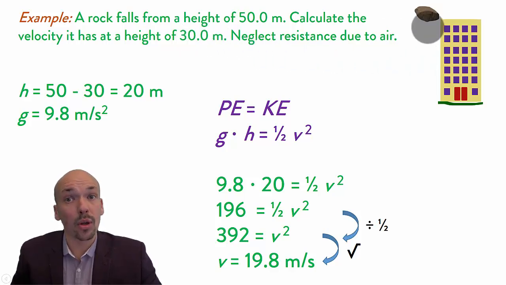And then of course the rock will continue to fall. The velocity will continue to go up and the potential energy will continue to go down because the height will go down. But this is how you do it when you want to know the certain velocity at a certain height when it's not 0 yet.